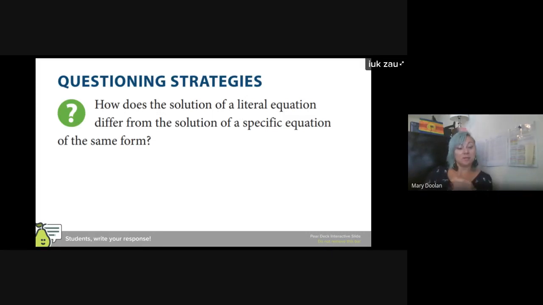Like if it was y equals mx plus b. Well, the solution of a literal equation would have y equals mx plus b in it. A y and m and x and b. If it was a specific equation, maybe we know what the slope is, we know what m is, and we know what the y-intercept is. We know what the b is. So how would their solutions differ? How would they look different?